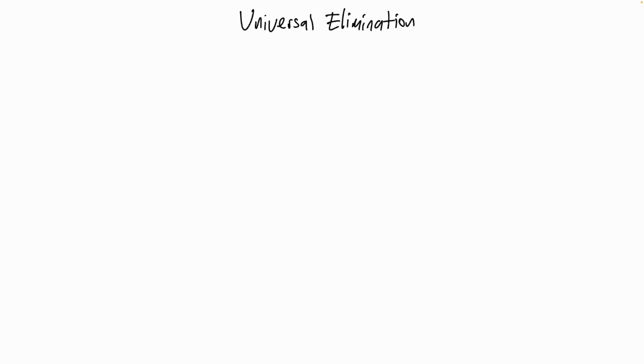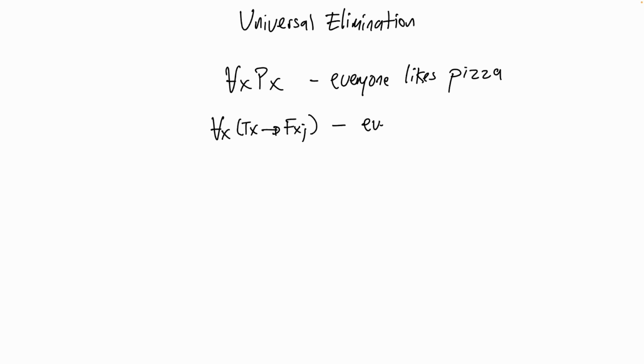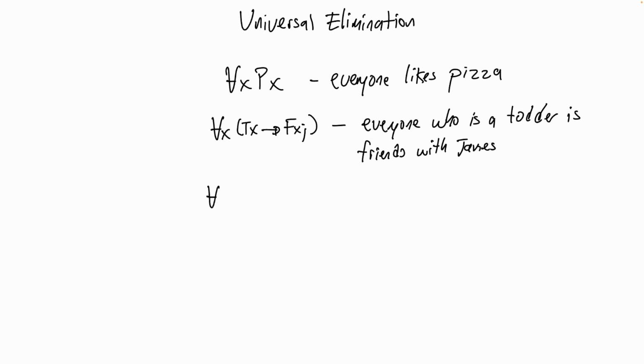One of the rules that we're adding to our proof system is the universal elimination rule. The universal elimination rule gives you a way to argue from a universally quantified wff. And by a universally quantified wff, we mean any wff that starts with a universal quantifier, such as for all x Px, everyone likes pizza. For all x, if Tx, then Fxj, everyone who's a toddler is friends with James. Or for all x, there is a y such that Nxy, everyone has a neighbor.